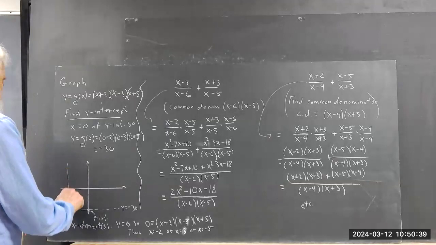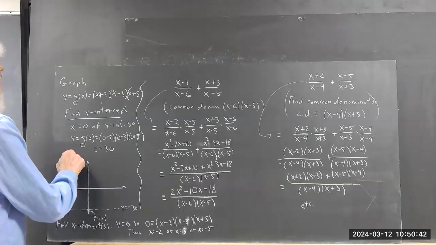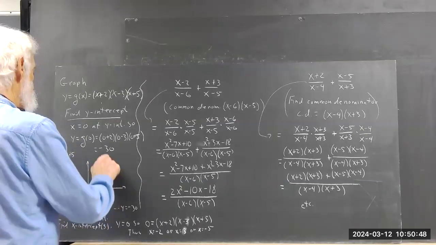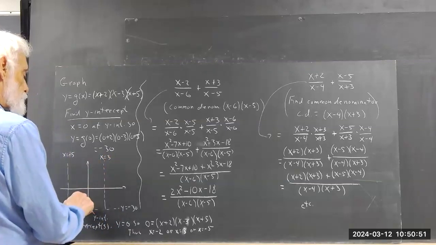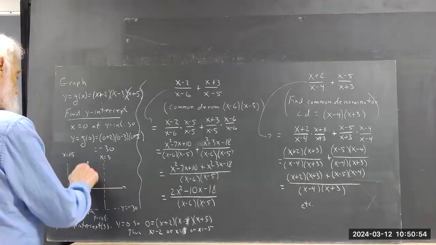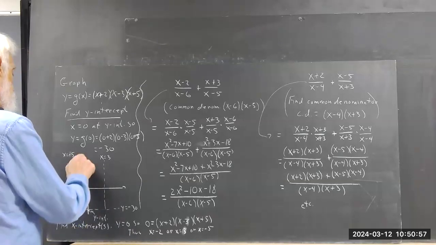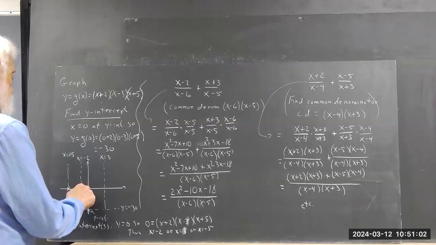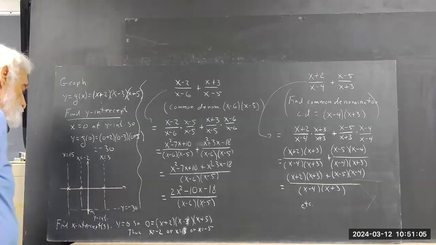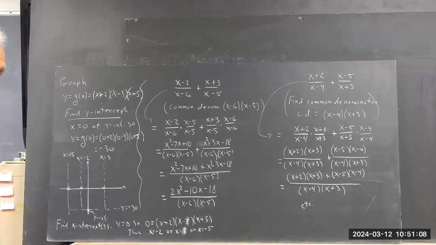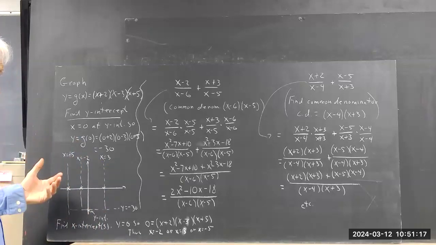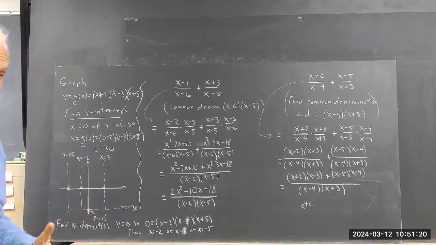We'll put x equals -5 about here. And we'll put x equals 3 here. And x equals -2, we'll go about here. y is 0, so we have this point, and this point. Okay. That's how we start. We find the x-intercepts. We find the y-intercepts.